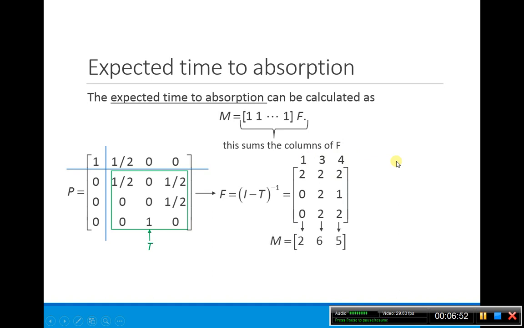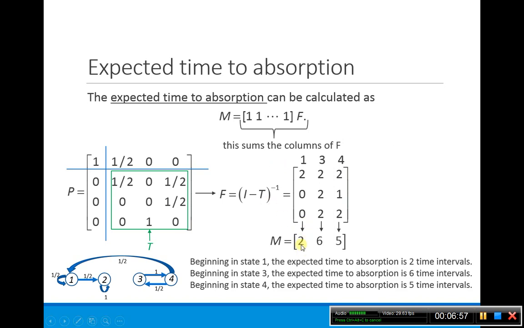So if we sum up the columns, we get the expected time to absorption. Here we see that if we begin in state 1, then the expected time to absorption is 2 time intervals. Let's see if that makes sense. Here 1 can go to itself, or it could go to 2. So that seems to make sense. Beginning in state 3, the expected time is about 6 time intervals. Here 3 has to go all the way around before it gets to 2, so you can expect that it would be a little bit longer than it would be for 1. In state 4, it doesn't even have to go nearly as far, so the expected time is only 5 time intervals. So it makes sense.